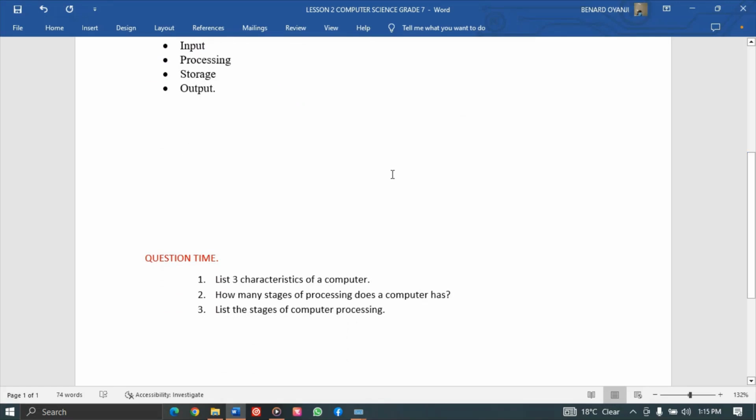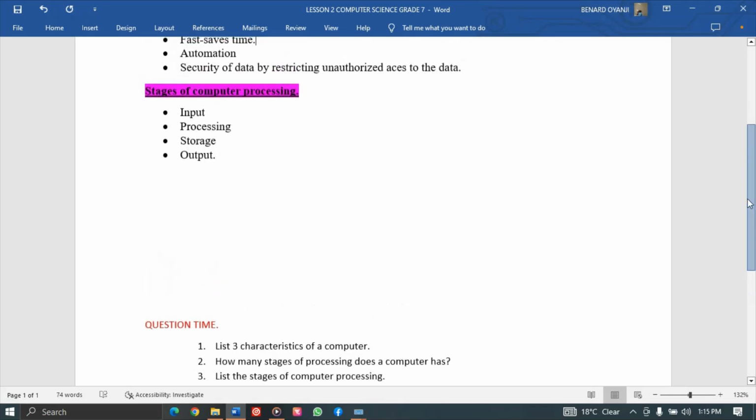How many stages of processing does a computer have? As I had said earlier, a computer has got 4 main stages of processing. We have the input, the processing, storage, and then the output. You must input data, or the raw facts, like raw materials, into a computer. Then the processing is done. Then you can store them for future use. Then you can also retrieve what you call output. Then, list the 4 stages of computer processing. It's just the input, processing, storage, and output.